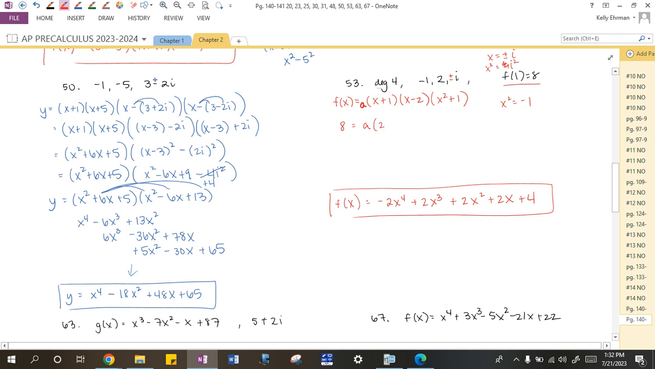So 1 plus 1 is 2. 1 minus 2 is negative 1. 1 squared plus 1 is 2. Negative 4a equals 8. So a equals negative 2. And then again, if we're trying to get to general form like this, then I have some more work to do. I now know that a is negative 2. And I can go ahead and FOIL together x plus 1, x minus 2. And then I'm going to have to multiply that by x squared plus 1. And then I take the negative 2 through at the very end.